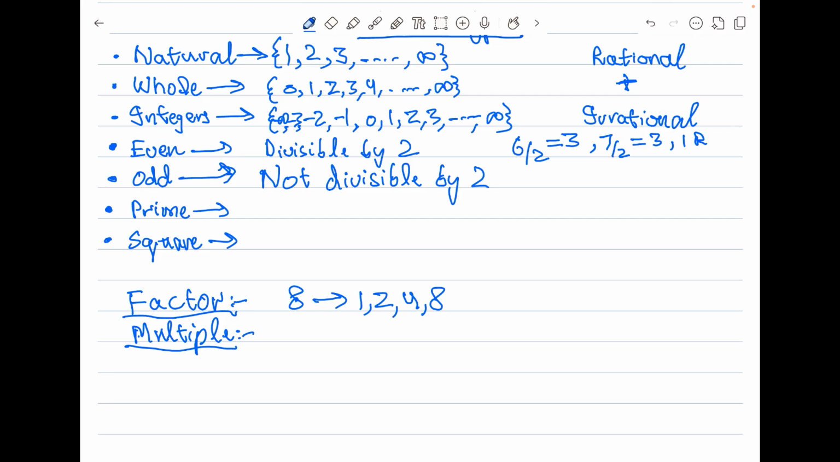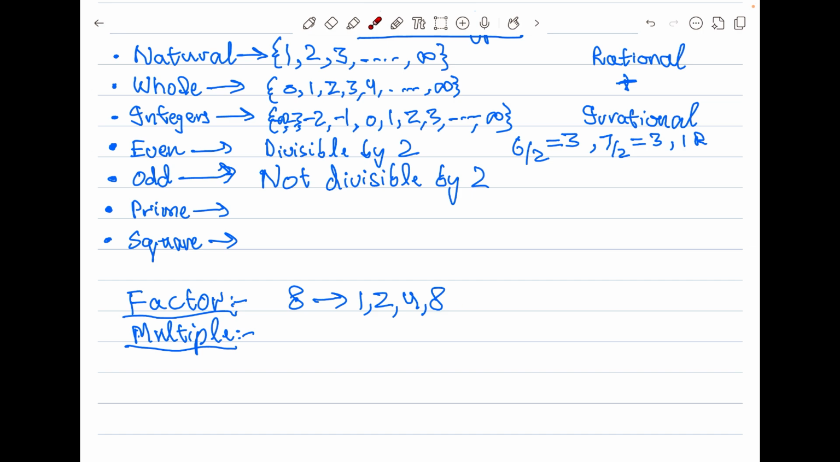So for 8, we have 1, 2, 4, 8. We say that these numbers 1, 2, 4, and 8 are factors of 8. For any given number, its factors are all the numbers that divide the number without leaving any remainder, right? So let's see another example.